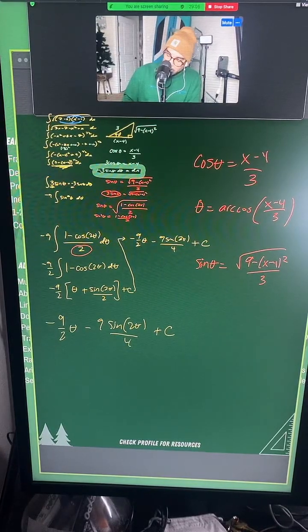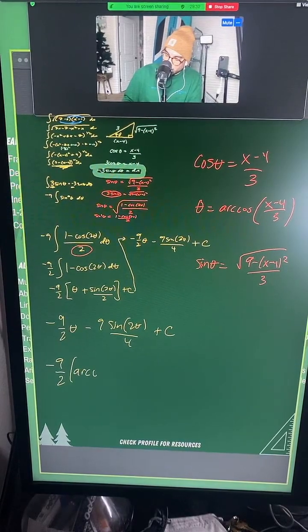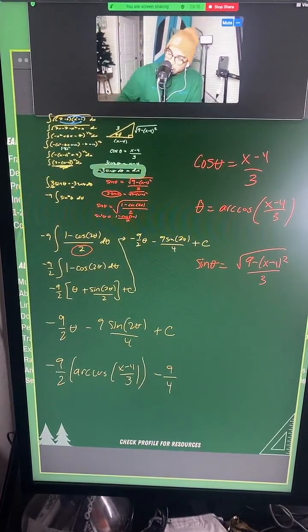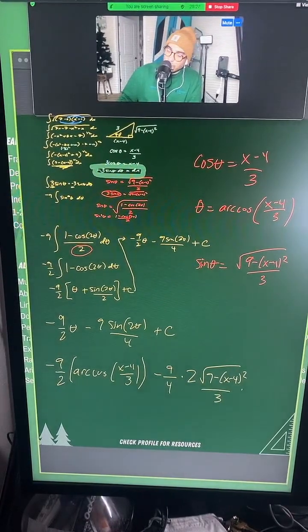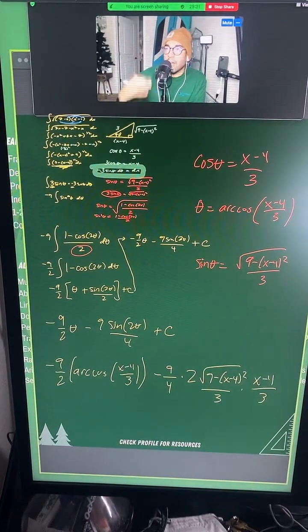Okay. So negative 9 halves times theta, that was the arc cosine of x minus 4 over 3, minus 9 over 4. Sine of 2 theta is technically 2 sine theta cosine theta. So this is 2 times sine theta, so root 9 minus x minus 4 squared over 3, times the cosine theta, which is x minus 4 over 3. Okay.